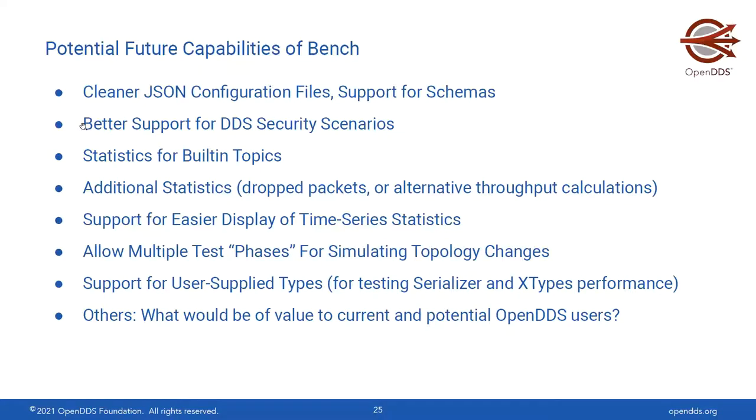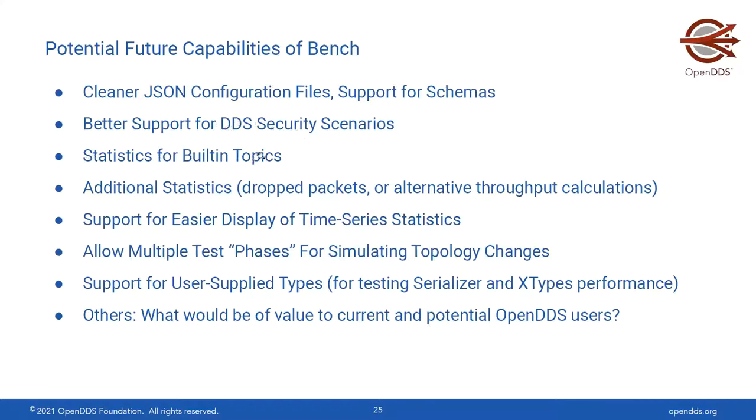We could add better support for the DDS security scenarios. So right now security works with Bench, but all of the security artifacts have to be manually generated. So to make this a little saner for scalability testing, we could add support for the test controller to automatically generate the security artifacts needed. So the certificates and governance and things like that could be created or distributed by the test controller in a cleaner fashion.